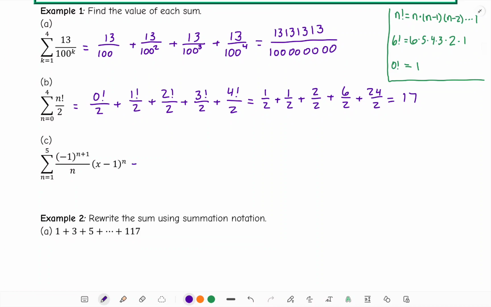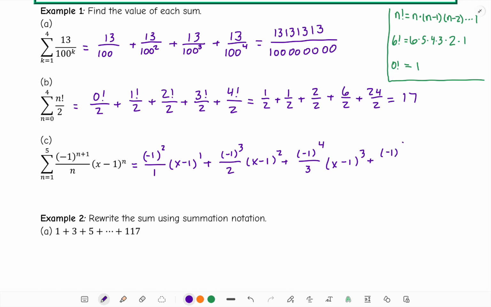C, this will be negative 1 squared over 1 times x minus 1 to the 1 plus negative 1 cubed over 2 times x minus 1 squared plus negative 1 to the fourth over 3 times x minus 1 cubed plus negative 1 to the fifth over 4 times x minus 1 to the fourth plus negative 1 to the sixth over 5 times x minus 1 to the fifth.